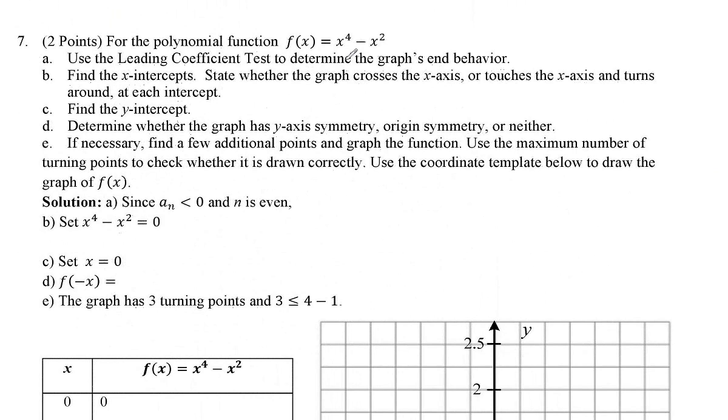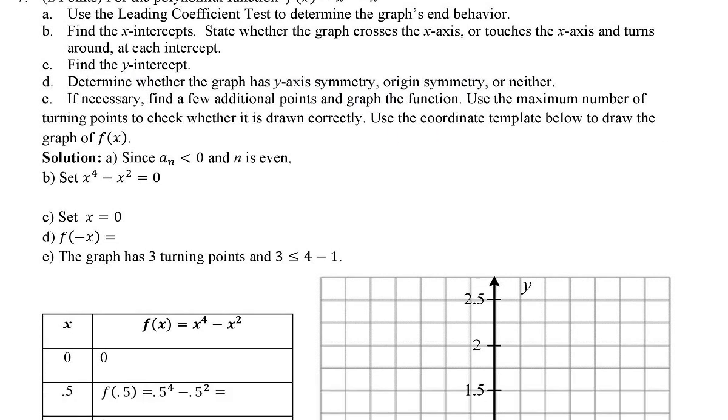All right, and then in number 7, we are considering this polynomial x to the 4th minus x squared. We're going to use that leading coefficient test again to determine the end behavior. Then we're going to find intercepts, state whether the graph crosses the x-axis or touches it and then turns around. Then we're going to find the y-intercept. Then we're going to determine if we got y-axis symmetry, origin symmetry, neither, and then find some extra points and graph it. Okay? So let's go ahead and jump in here.